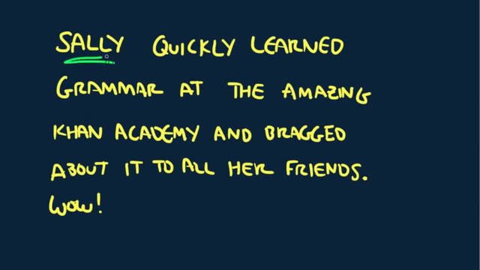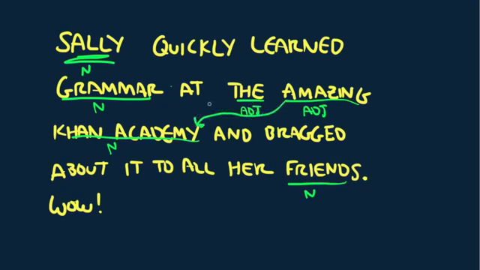So Sally is a noun. Other nouns in the sentence are grammar and Khan Academy and friends. So the next part which we learned about was adjectives. There are some adjectives in here. Amazing is an adjective. The is an adjective. It's a little bit of a special adjective. Just think about how the describes Khan Academy, and the also describes Khan Academy. And then her is another adjective. Describes friends, as well as all is an adjective which describes friends.